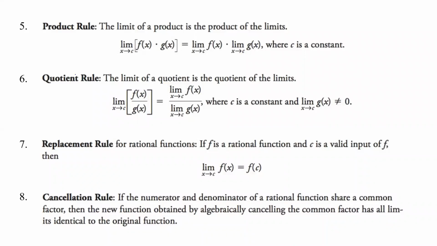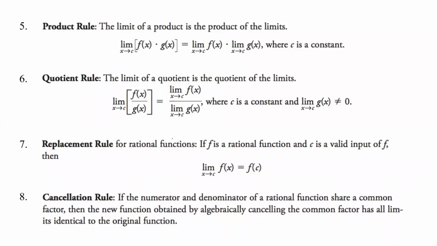Then we have the quotient rule, which works kind of like this. Instead of a product, we have a quotient, and we can split those apart as a quotient of the limits. So we break apart the limit of f of x over g of x as the limit of f of x divided by the limit of g of x as they both approach c. The key here is that the limit of g of x cannot equal 0, because we can't divide by 0.